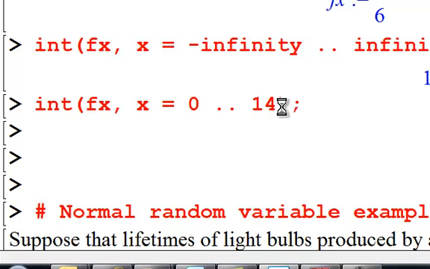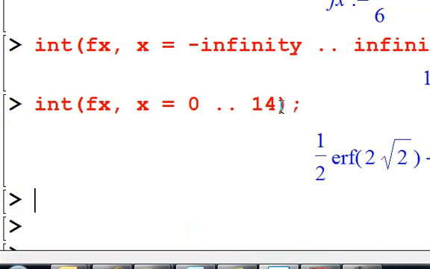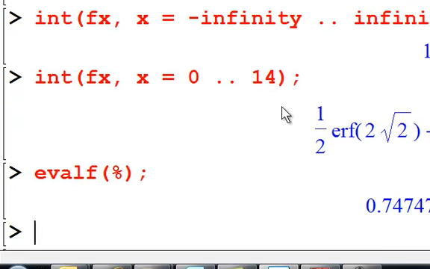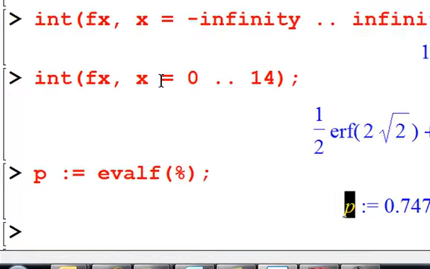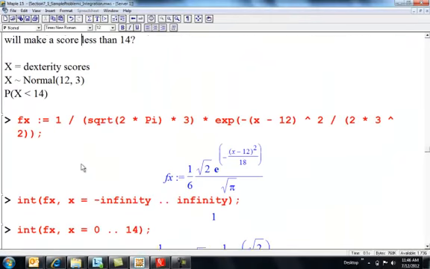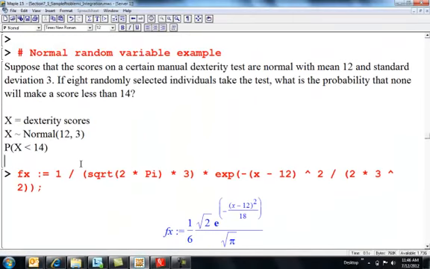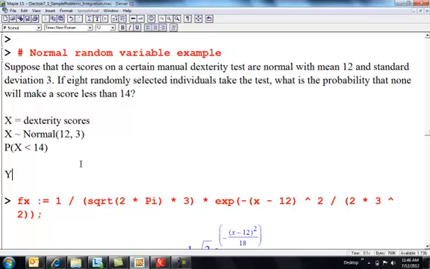It's just because I put in an integer, so it's trying to evaluate exactly, but there it is, 0.7474. I'm going to call this P. P is my probability of success, where success is scoring less than 14. So I'm going to let Y be a new random variable.